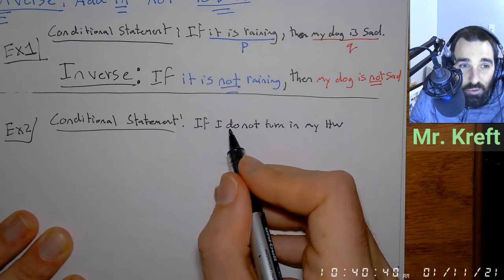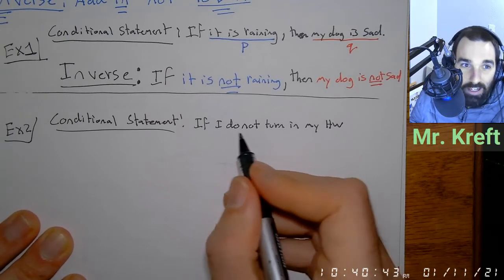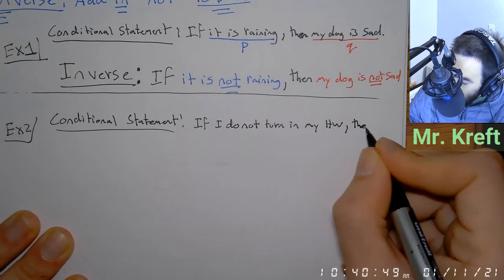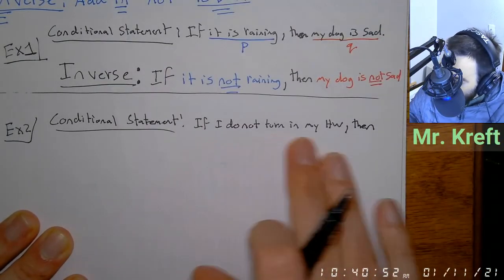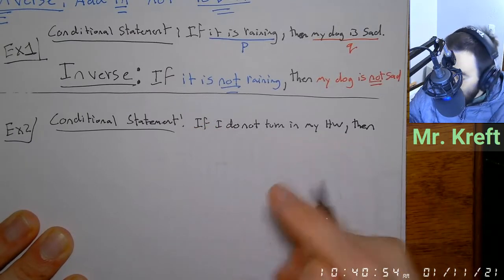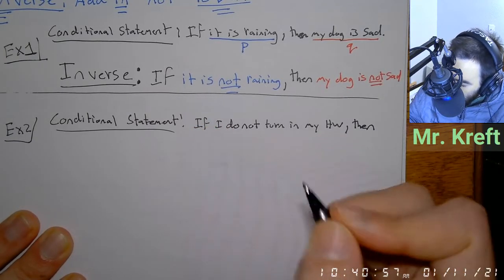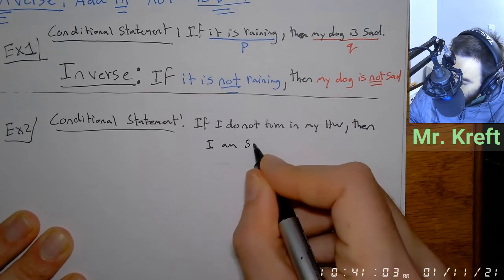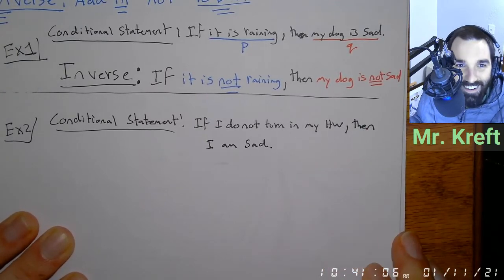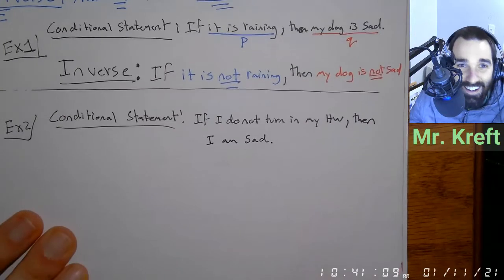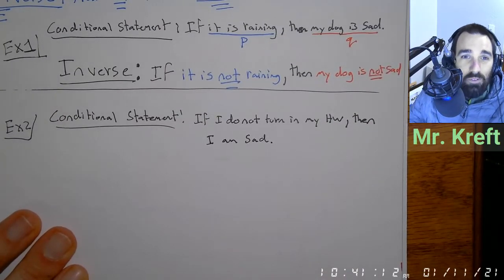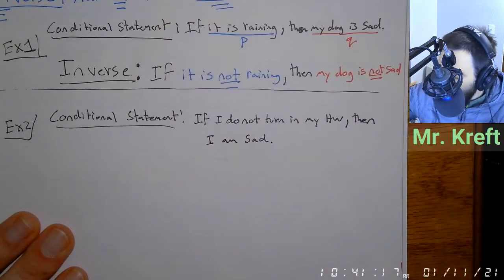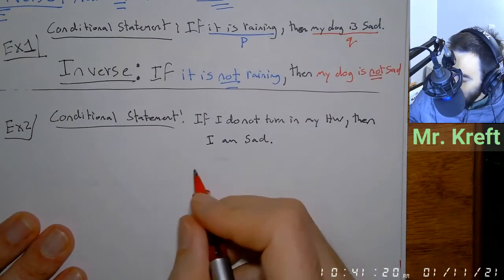Do you see how I added in the words do not? In English grammar, it would be weird if I said if I not turn in my homework. So if I do not turn in my homework, then I am sad. I'm sure all of you feel in a terrible place that you don't have your homework in, but you should, because you guys can do this.